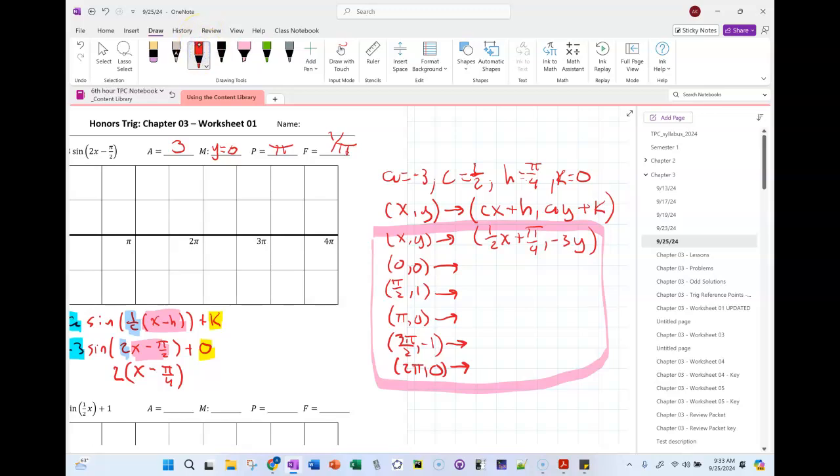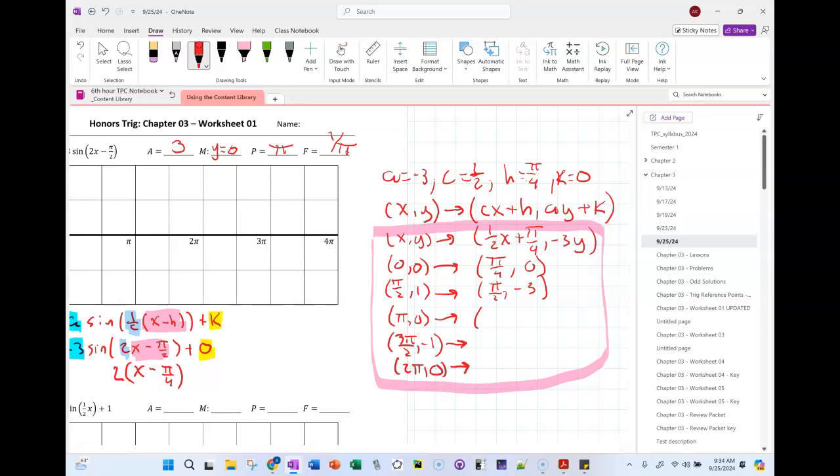All right. So if I plug 0 in for x, I end up with just pi over 4, right? 1/2 times 0 is 0. 0 plus pi over 4 is just pi over 4. 0 times negative 3 is still 0. So that's my first point. Pi over 2 times 1/2 is pi over 4, plus another pi over 4 is 2 pi over 4, or 1/2 pi. And then negative 3 times 1 is negative 3.